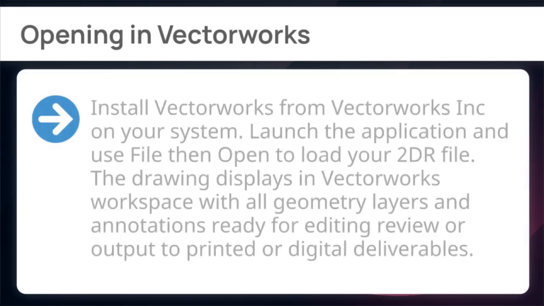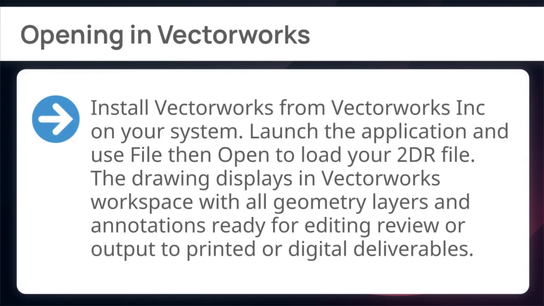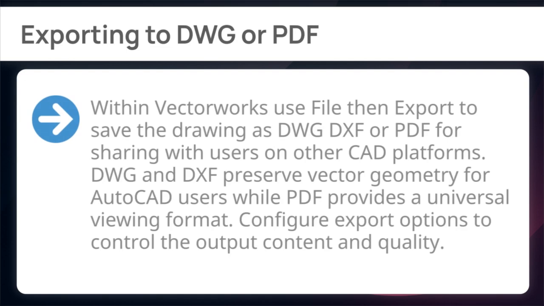First, opening in Vectorworks. Install Vectorworks from Vectorworks Inc. on your system. Launch the application and use File, then Open to load your 2DR file. The drawing displays in the Vectorworks workspace with all geometry layers and annotations ready for editing, review, or output to printed or digital deliverables. Next, exporting to DWG or PDF.